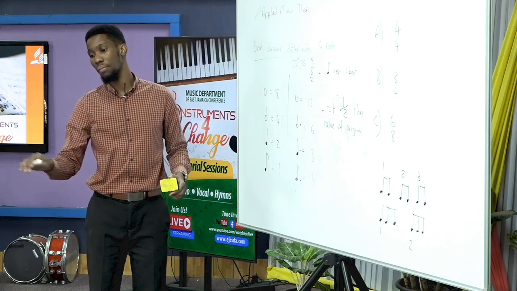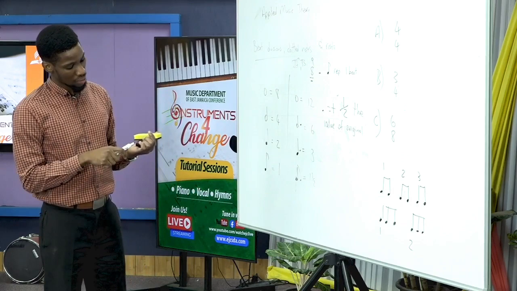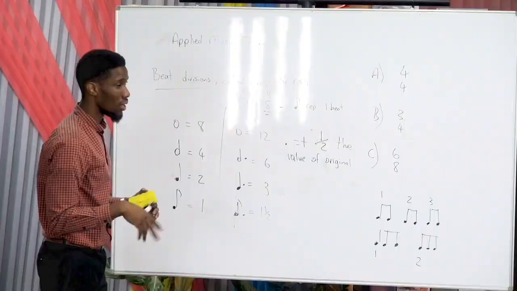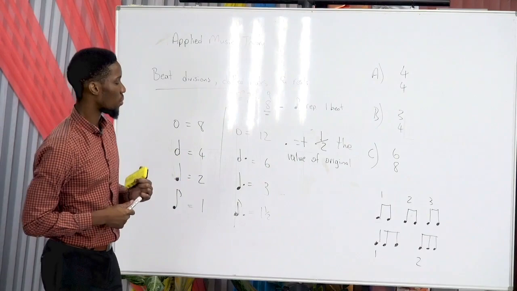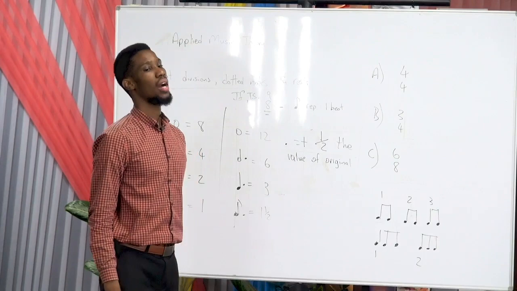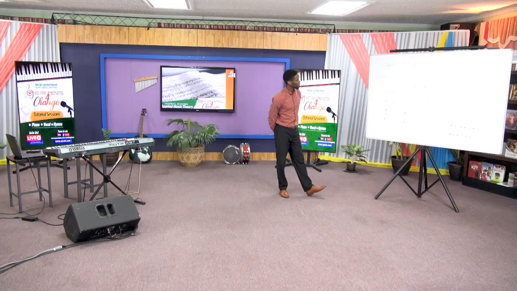All right, so just bear those things in mind. If you're beating 6-8, you're counting 2. Beating 9-8, you're counting 3. It's the same as if you're beating 2-4 or 3-4. It's the same principle. It's just that the beats are divided in 3 instead of 2. So that is beat divisions, dotted notes. These are the simple principles.